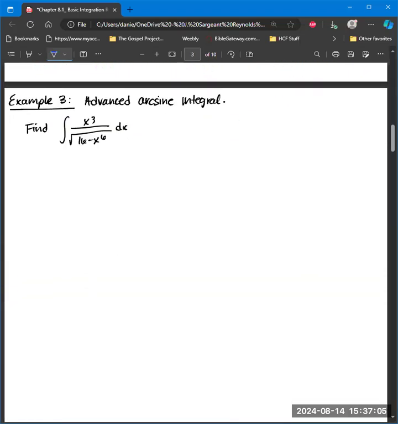Now we have a little bit of a more advanced arcsine integral here, where we see that we have a constant squared minus a function of x squared, where our function of x is equal to x cubed. This is supposed to say x squared.